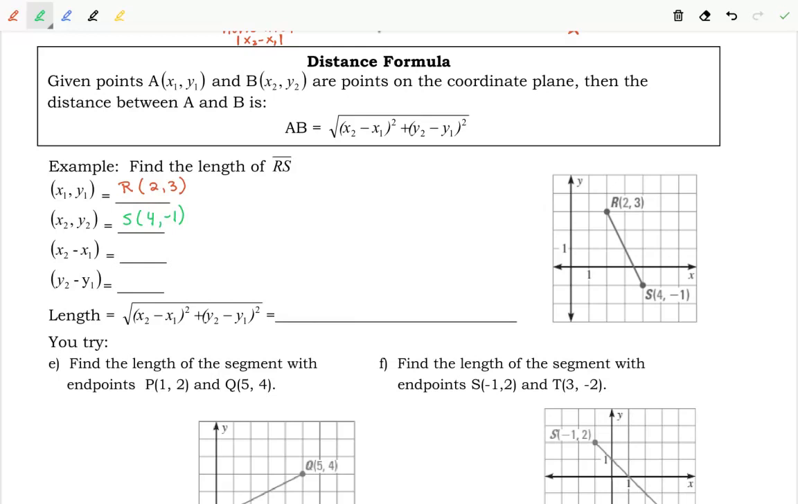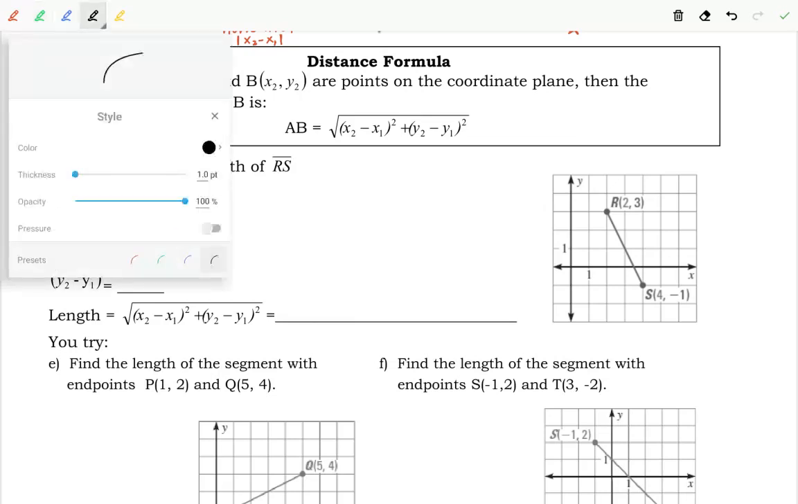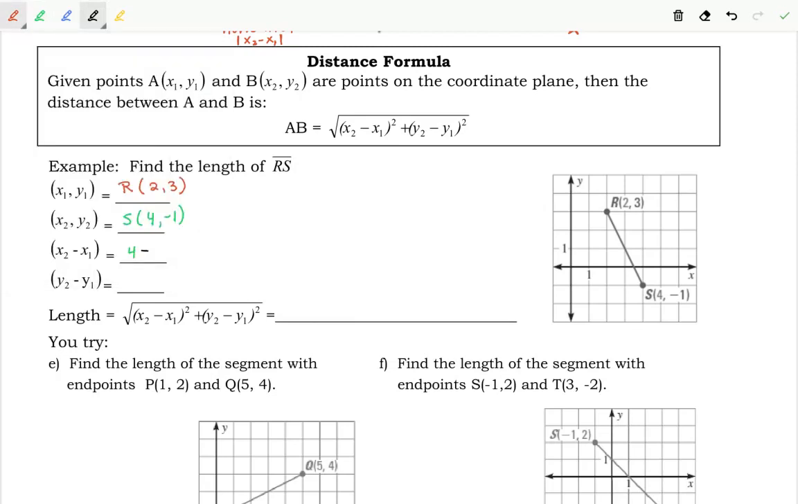Now, you technically could have made S the first point and R the second point. You just have to be consistent throughout the equation. So you would have to plug in appropriately based on what you chose to do. Okay, so now we have to find x2 minus x1. So that's our 4 minus our 2. And 4 minus 2 gives us 2.